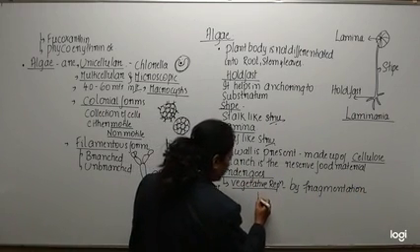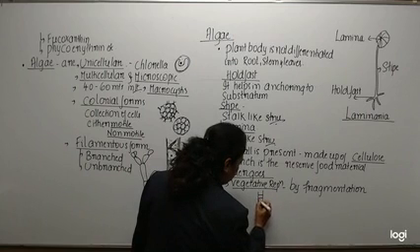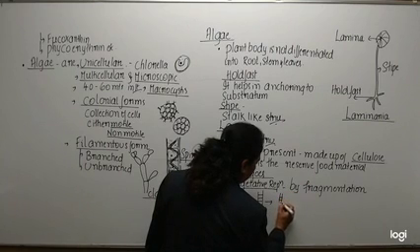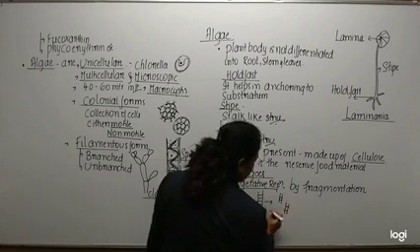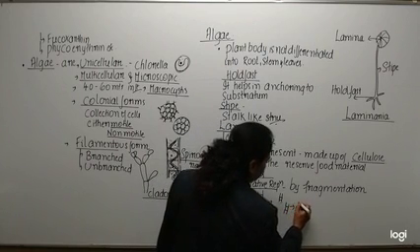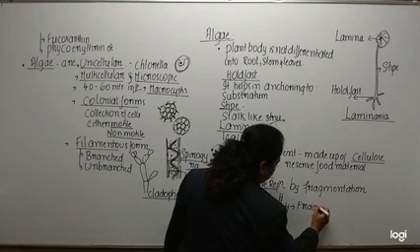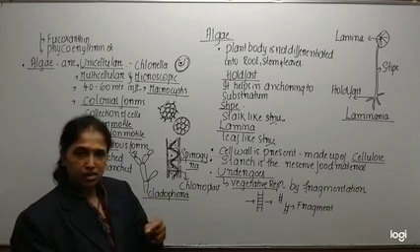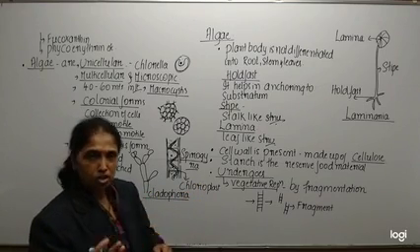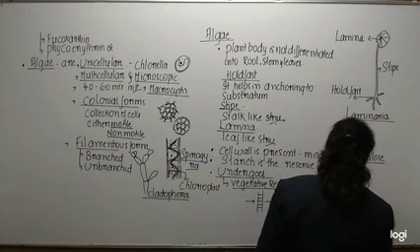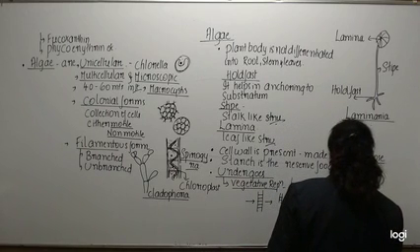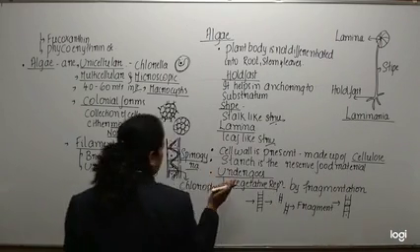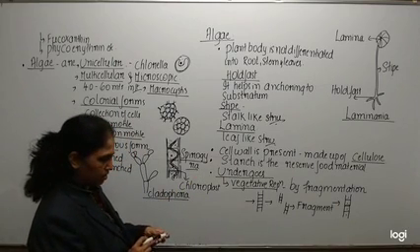Fragmentation: the row of cells accidentally breaks into small pieces, and these pieces are called fragments. These small pieces, a small row of cells, are called a fragment. But the algae never dies. It continues and grows as an independent organism. So this method is termed fragmentation.